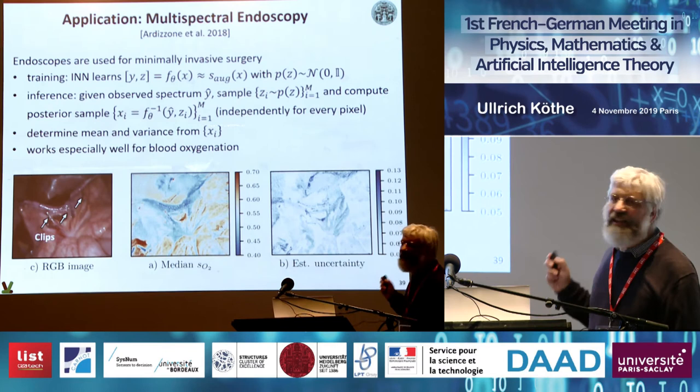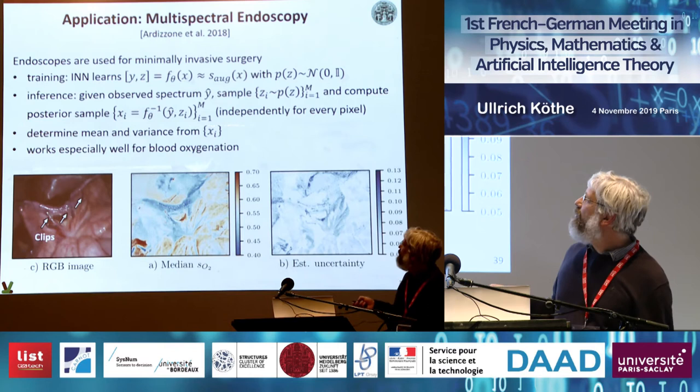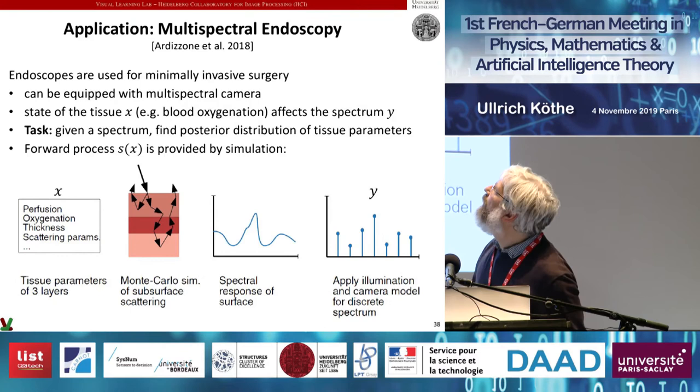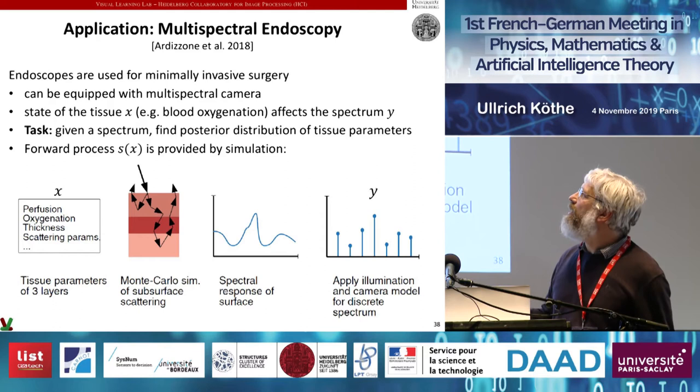The problem is you cannot easily even define the inverse problem from a camera spectrum to the blood oxygenation. So what they did is they set up a big simulation program. They have tissue parameters like oxygenation, tissue thickness, scattering parameters, and then they do a Monte Carlo simulation, so ray tracing more or less.